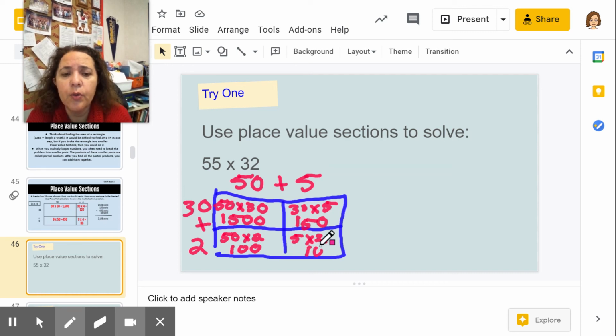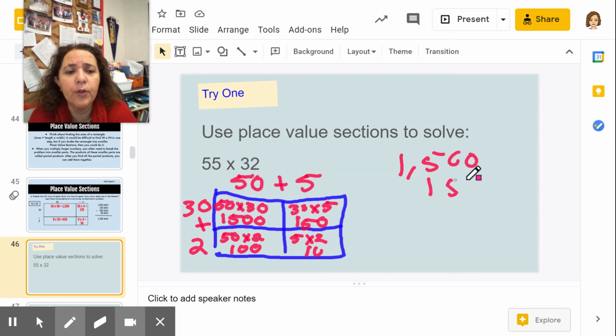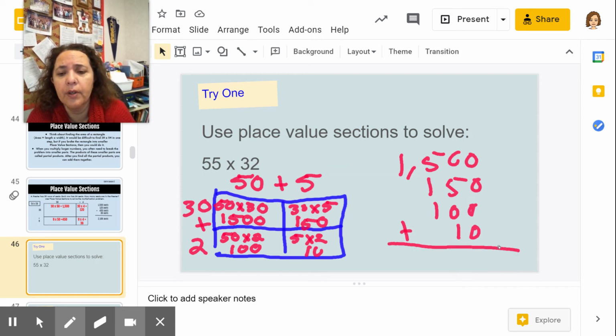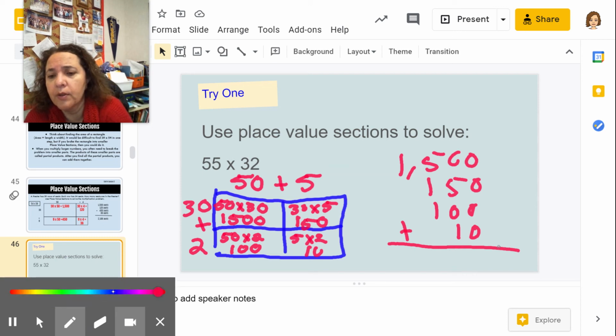And then all I got to do is add them together. So I have 1,500 plus 150. You got to remember to line up your place values. Very, very important that you line up your place values. Plus 100 plus 10. Line them up. That's a common mistake kids make. They don't line up their place values.